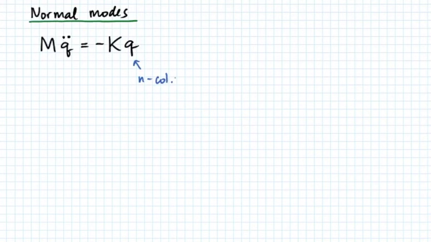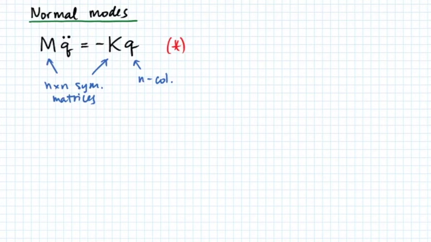Normal modes, we obtained the following equation of motion in the matrix form. In this notation, Q is n column, and matrices M and K are n by n symmetric matrices. This equation, written in the matrix form, will allow us to unleash linear algebra on this problem.